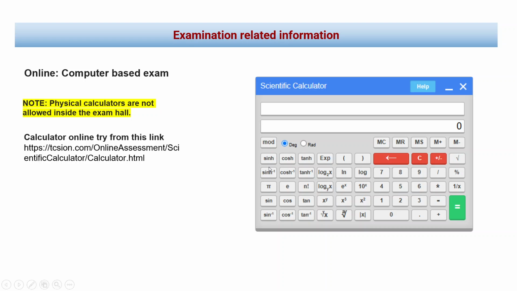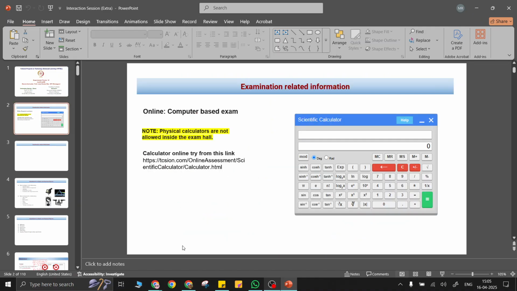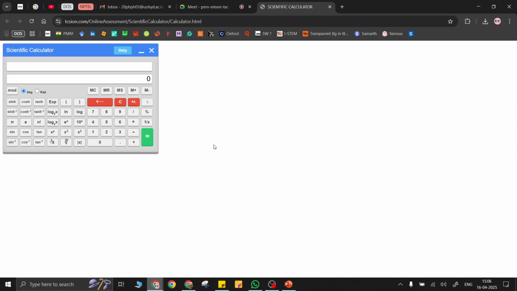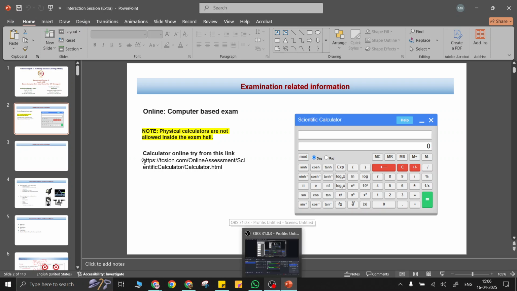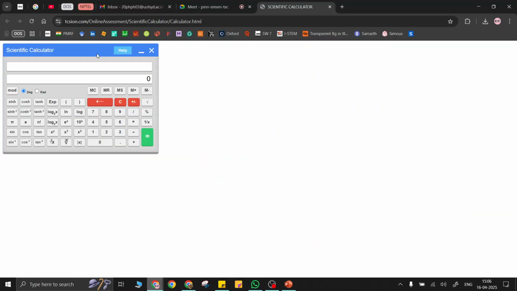Let's try out this link. This is the link given here. When you use this link, you will get a page like this. This is the same calculator that you will be getting in your exam.